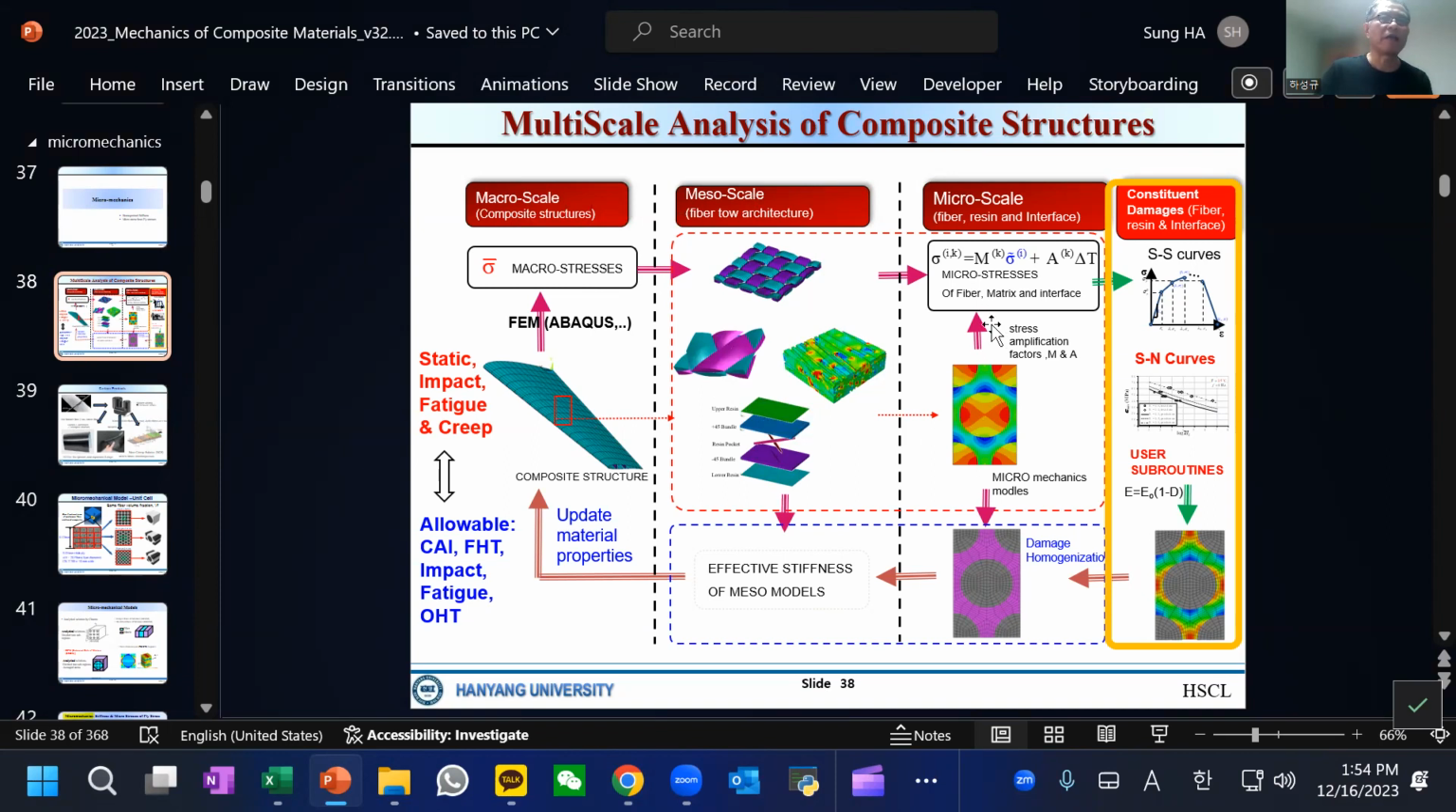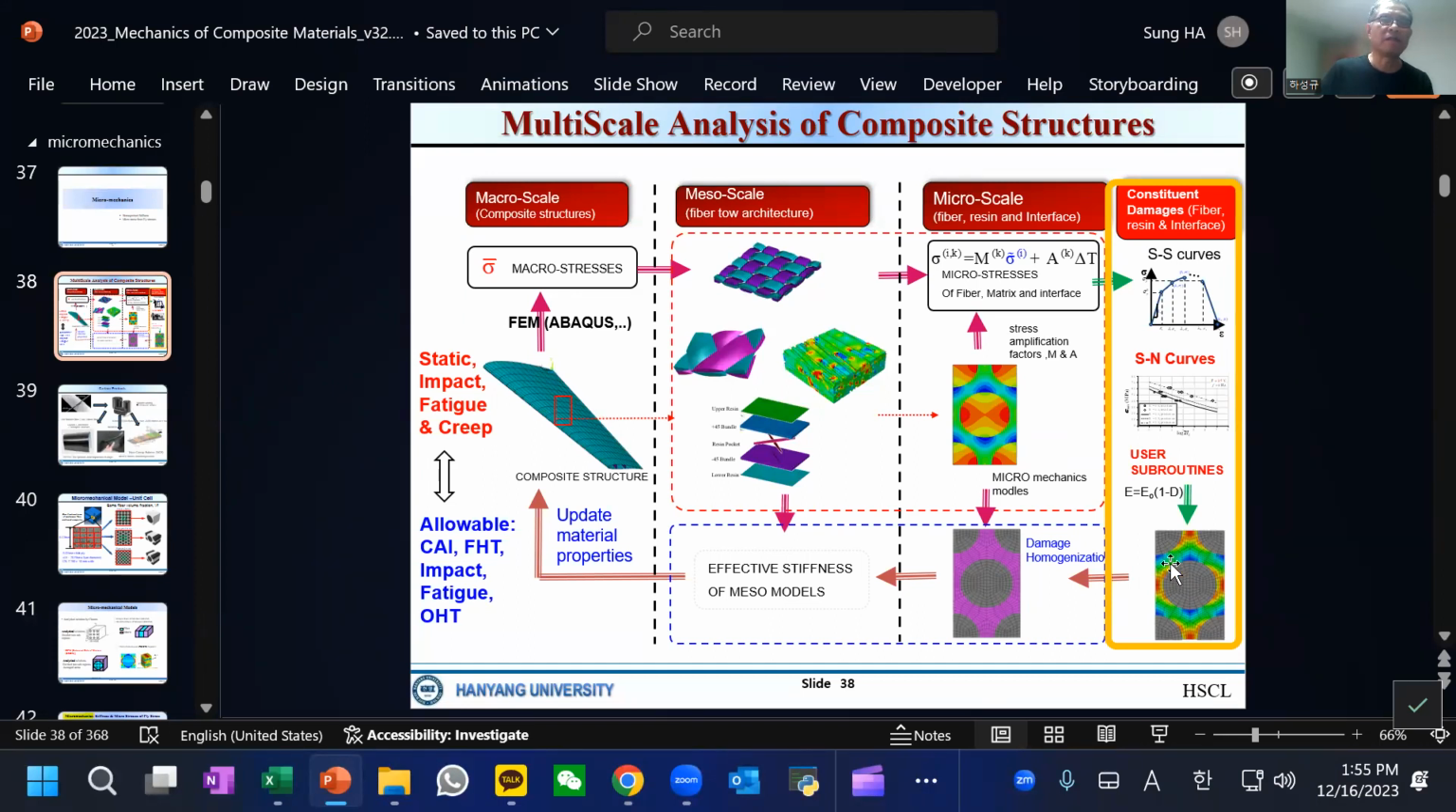Then we have the microscale, where we have a fiber and resin system. Now the fiber is on the order of 7 to 10 micrometers, and here it is on the order of millimeters. Now, in the microscale, we have fiber, resin, and interface. Each has its own constitutive behavior, or sometimes an S-N curve. Then the material may degrade in the resin, fiber, or interface.